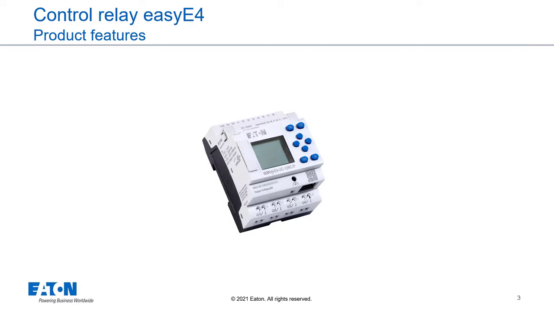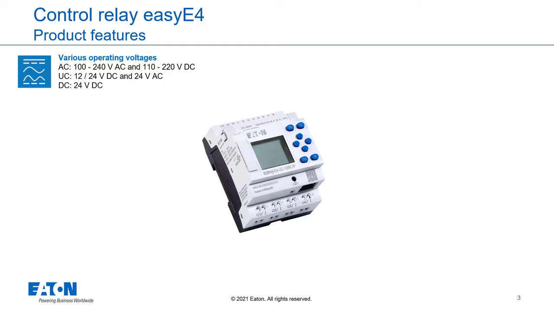Product features. The easyE4 is available in three different voltage variants: as AC variant for 100 to 240 volt AC and 110 to 220 volt DC, as UC variant for 12 or 24 volt DC and 24 volt AC, or as DC variant for 24 volt DC.